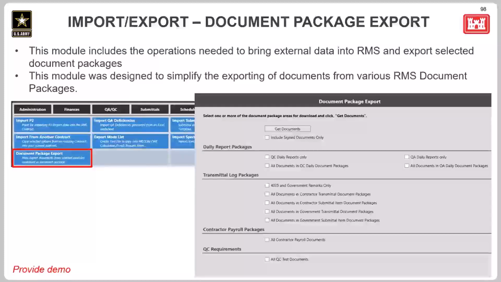And finally, we'll look at the document package export screen. This module allows the operations needed to bring external data out of RMS, so RMS data is externally exported. There are lots of selections here to make. And once you click on Get Documents, that information will be exported to the user's computer from RMS. This just makes exporting multiple documents or document packages from RMS a little easier.